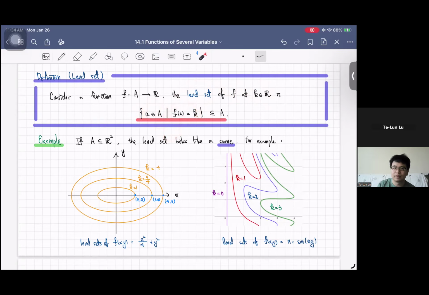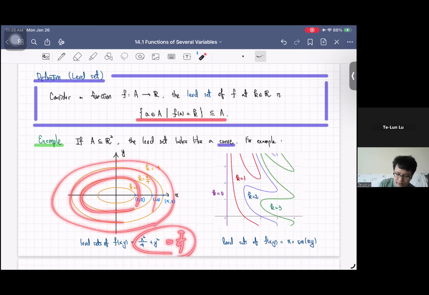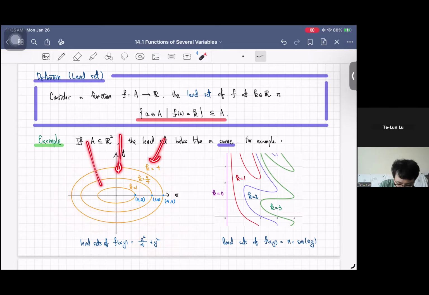Okay, so let's just see some examples. For example, let us consider this example two-dimensional function. So what happens if this is equal to 1? This is an ellipse, right? It looks like this. What happens if this looks like 9/4? It also looks like an ellipse, and so on and so forth. So these yellow lines, actually orange lines, are the level set of f at 1, at 9/4, at 4, and so on and so forth.